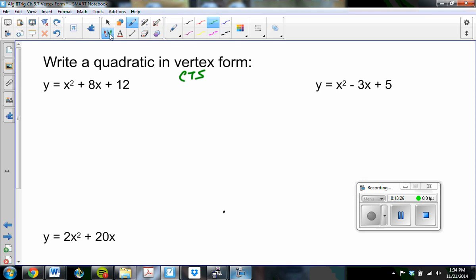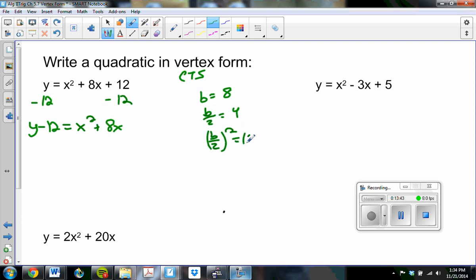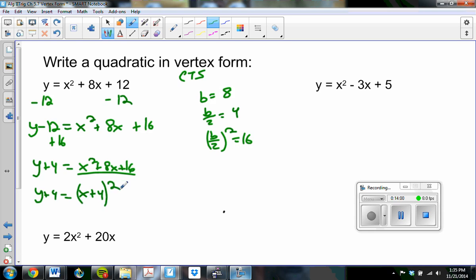I still start by subtracting a 12 from both sides. And when I do that, now I get y minus 12 equals x squared plus 8x. And that y just kind of hangs out over there the whole time. Right now my b value is 8. So b over 2 is 4. So b over 2 squared is 16. So I add a 16 here, and I add a 16 here. This now becomes y plus 4 equals x squared plus 8x plus 16. I know this can factor into y plus 4 equals (x plus 4) squared.